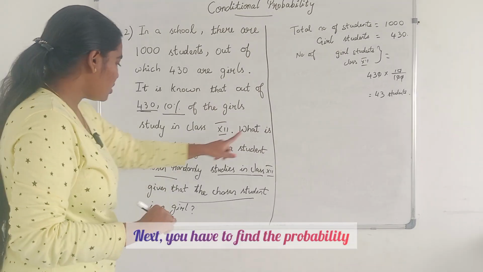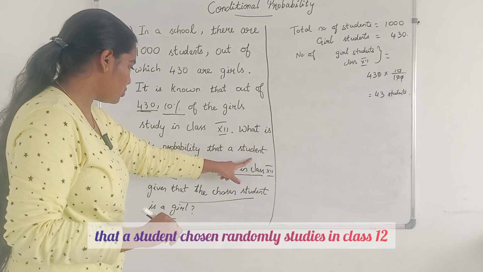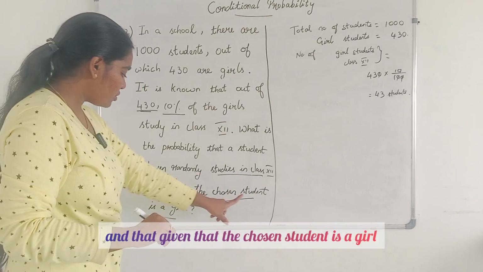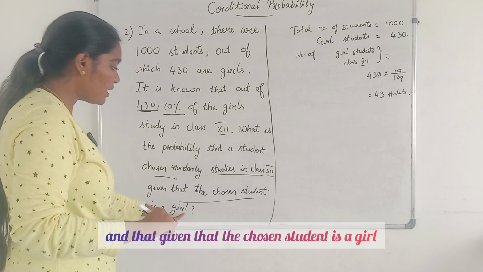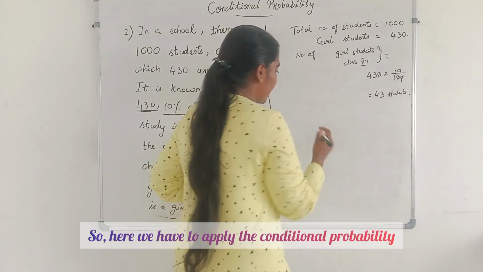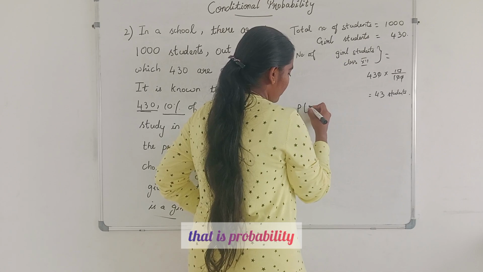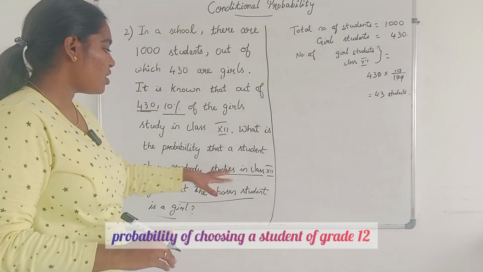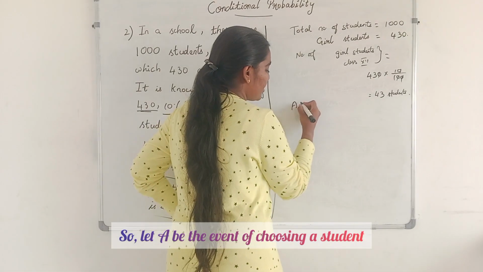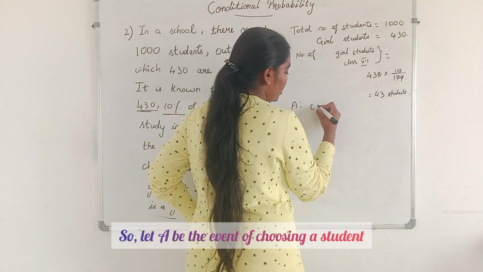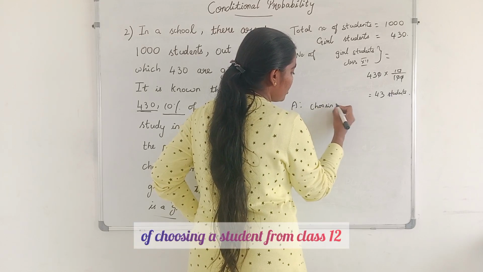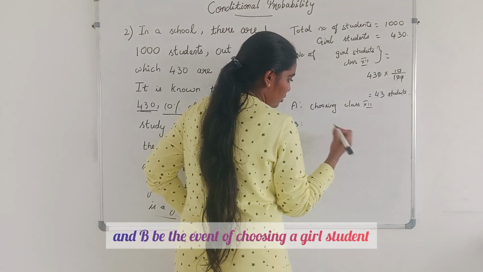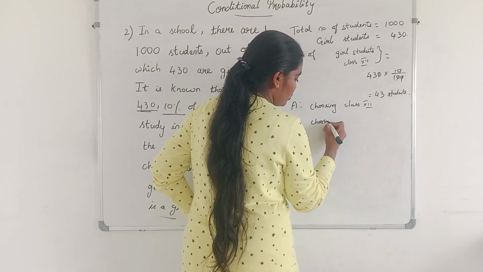Next, you have to find the probability that a student chosen randomly studies in class 12, given that the chosen student is a girl. So, here we have to apply the conditional probability. So, let A be the event of choosing a student from class 12 and B be the event of choosing a girl student.